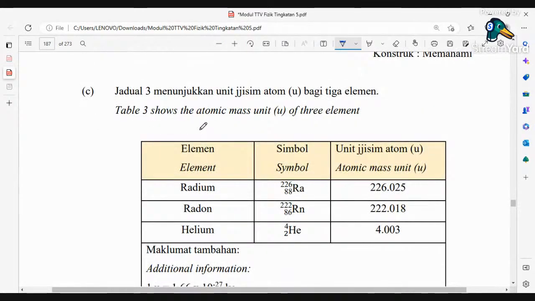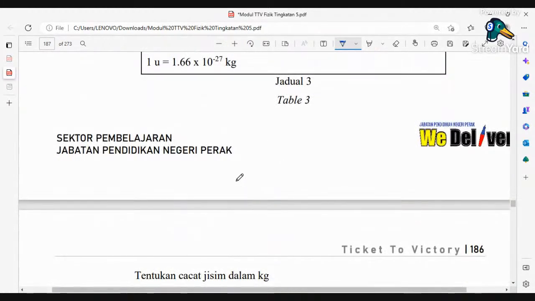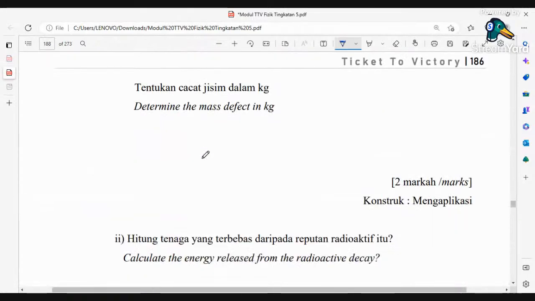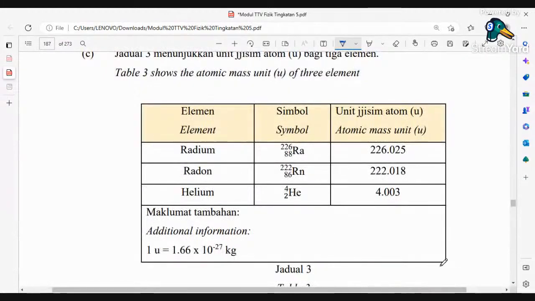Okay, this one diagram or table, atomic mass unit of 3 elements. We have radium, radon, and helium. Additional information, determine mass defect in kilogram. So you need to total up before and after.